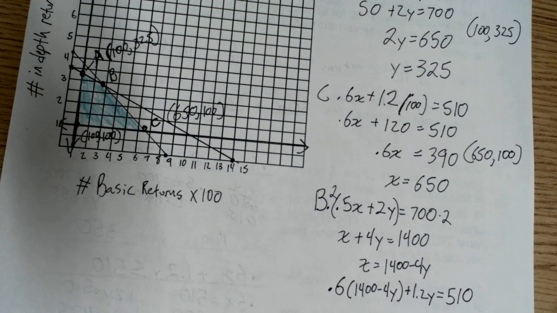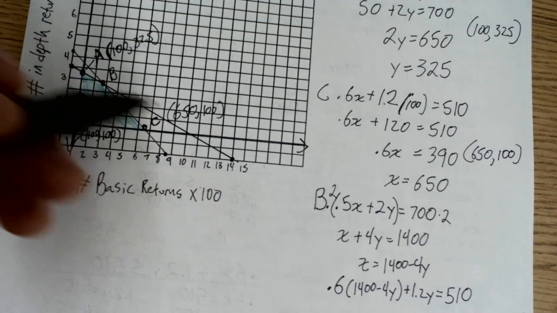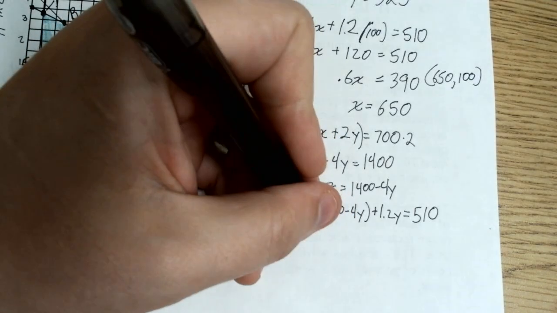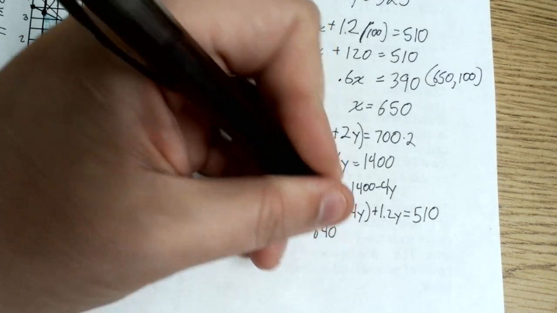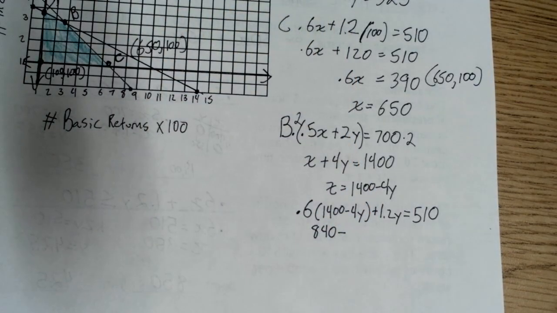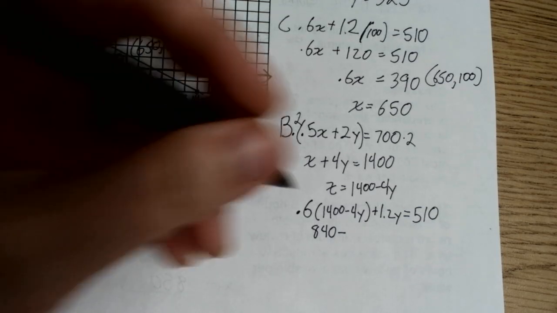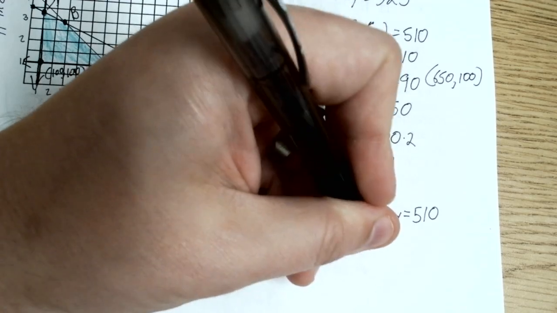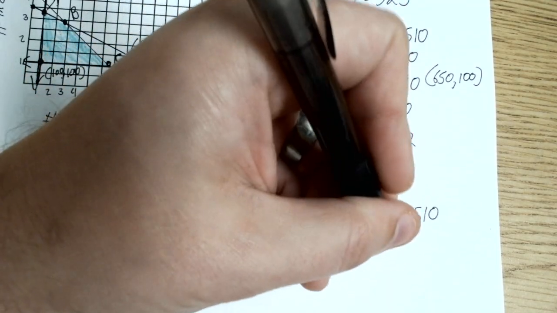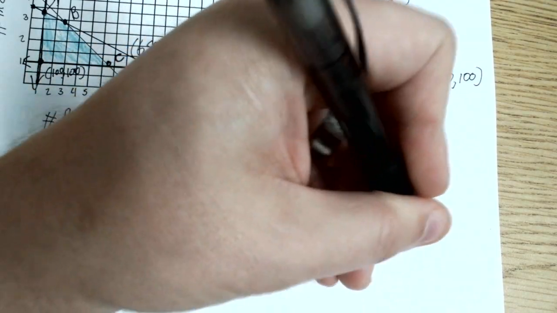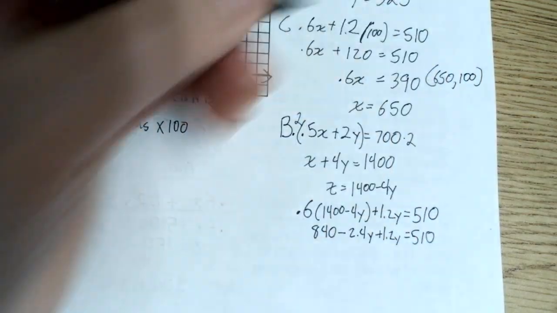Okay, then just got some quick multiplication that we'll do on that. So 0.6 times 1400 gives me 840, minus 2.4y plus 1.2y equals 510.